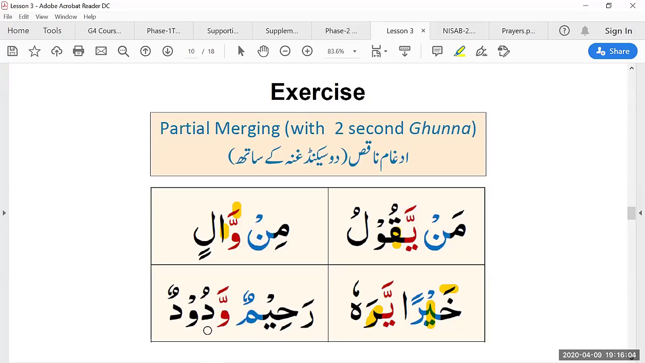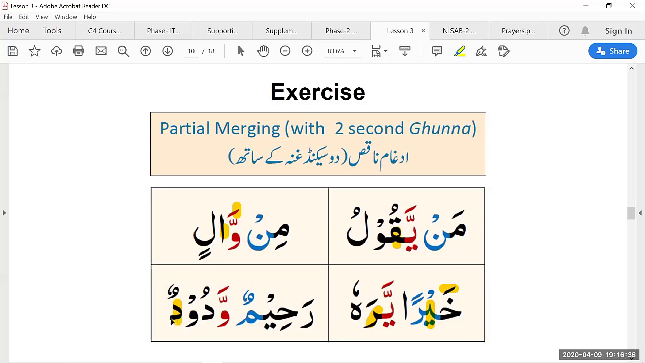Rahimun wadud. Okay, that's right. So you stopped here. If you pause here, it was right, but you are forgetting something. Dal. It is part of huruful... Do you know? So it is part of qalqala. Yeah, that's right. So it's part of the 5 letters of qalqala.